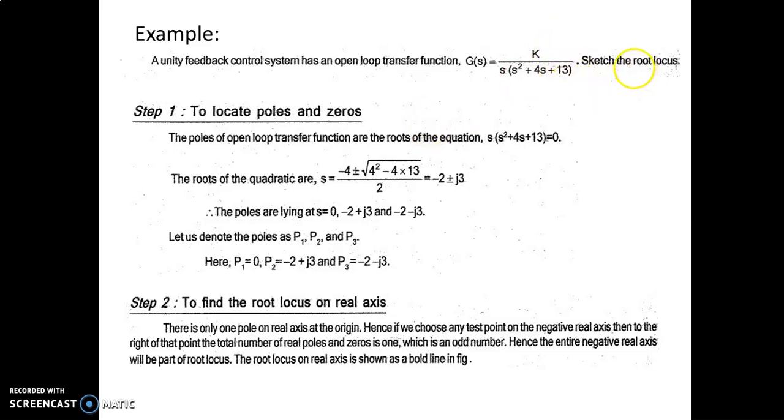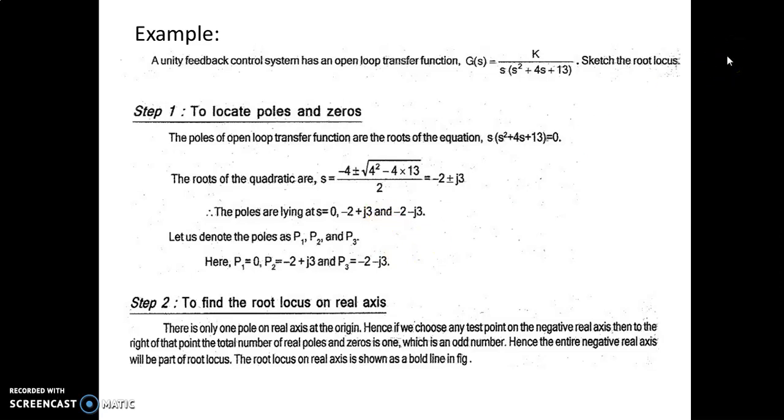Similarly, here you can find the poles of the open loop transfer function, which are nothing but the roots of the characteristic equation. So here we get three roots: s equal to 0, s equal to minus 2 plus or minus j3. In total we have 3 poles. There are no zeros in this. N equal to 3, M equal to 0.